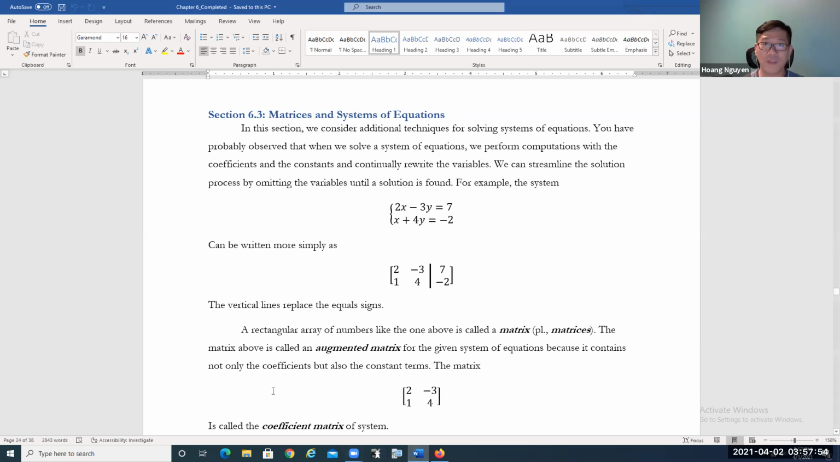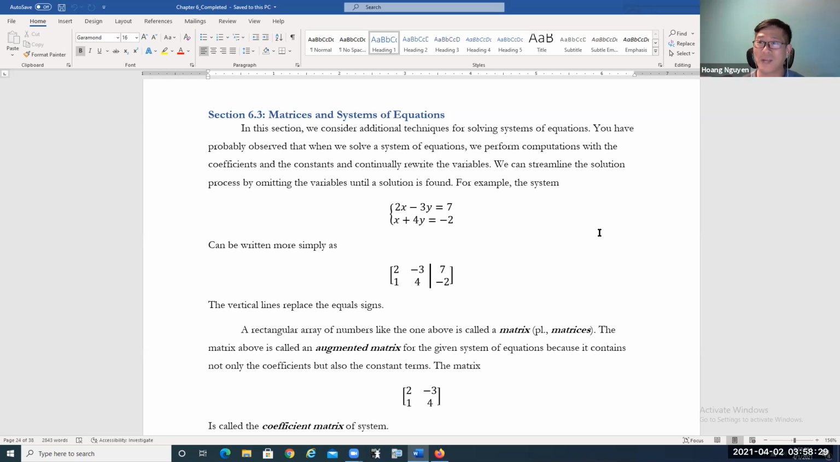You might observe that when we solve a system of equations, we perform computation with the coefficients and the constants and continuously rewrite the variables. So we keep repeating the variables over and over, and it might take a lot of time. That's why we might use this method to make your work a little bit less. You don't have to carry over the variables over and over. We can streamline the solution process by omitting the variables until the solution is found.